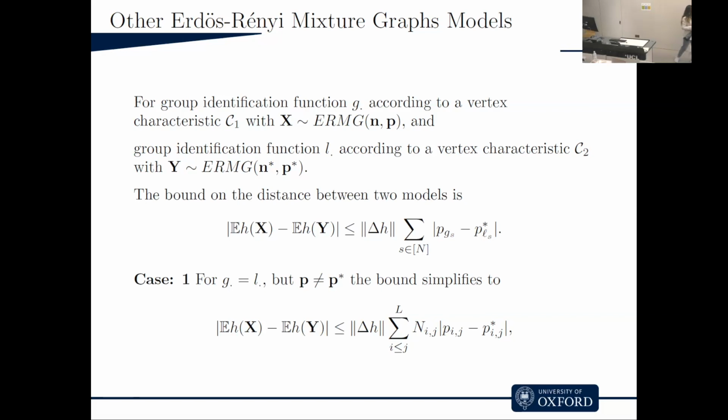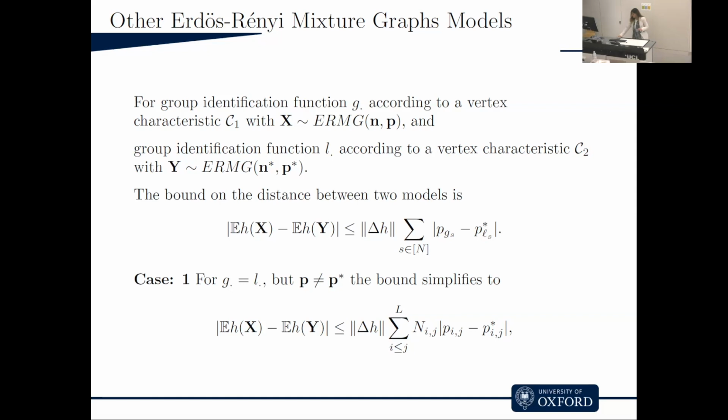Even if we are partitioning the vertices according to just a single characteristic, we might be interested in having different edge probabilities under two graph models. One example that I always give is, let's assume that we have one set of parameters that are true, and the other is estimated from some estimation method, and we see how far apart the ER mixed graph models are under these two parameter sets.